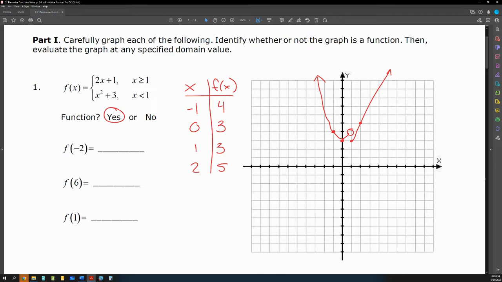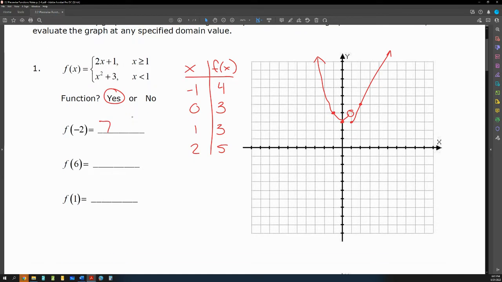Evaluating for f of -2, we are going to plug it into the second expression here. So plugging in -2, we have -2 squared is +4, plus 3 is 7. Evaluating for 6, we plug into the top expression. So 2 times 6 plus 1 is 13. And then evaluating f of 1, again, this is that key value. This goes into the top expression. So the function evaluates to 3.